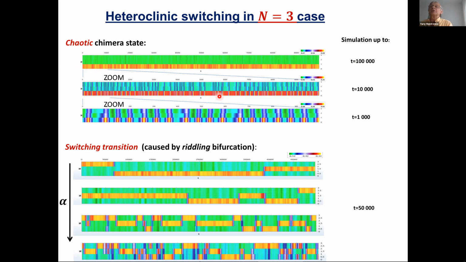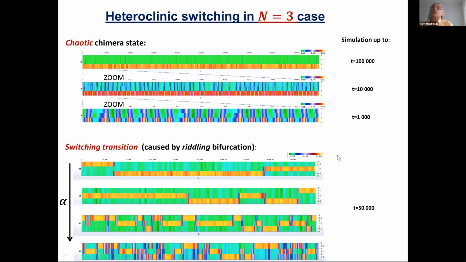And then what is going on with increasing parameter alpha? It is shown here. You see that first we have the appearance of heteroclinic switching. This is an interval of 50,000 time units, so the switching has a very long period, and it becomes more and more frequent. This behavior already starts from n equals 3. However, it takes place in quite small parameter regions, which are shown here between these two chimera states.